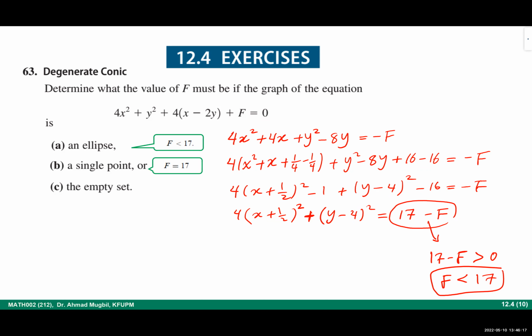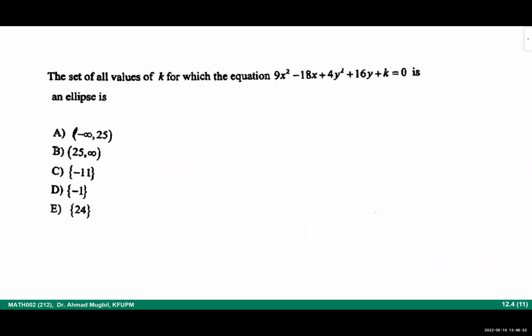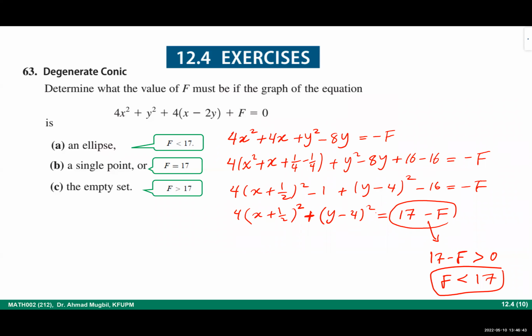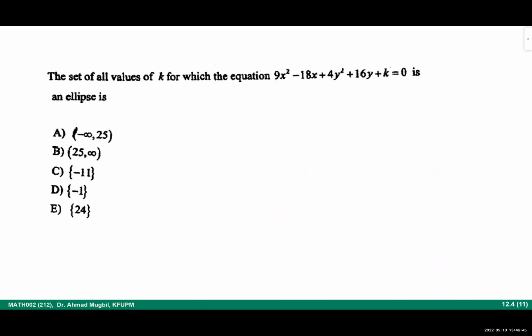And the last case, greater than 17. If it is greater than 17, it will be negative and no graph at all, because positive plus positive cannot equal negative. The sum of two squares cannot be negative at all. This is an old exam question, very similar to this exercise. It is really a very, very old exam question, but you may have it. Why not? As you have an exercise in your textbook, you may have it like that. So please, I will leave it for you to practice and solve it.